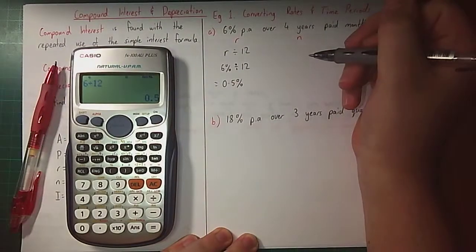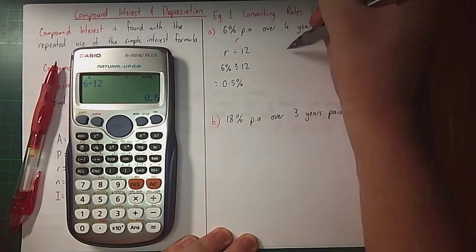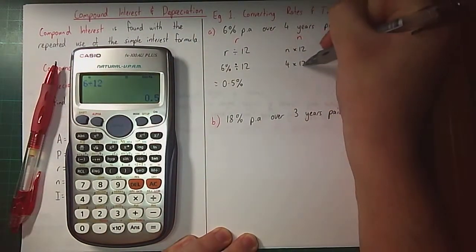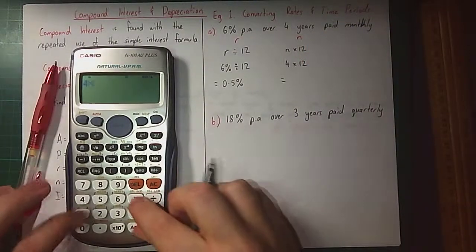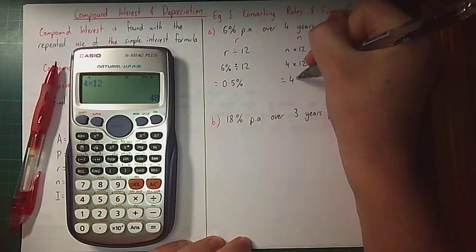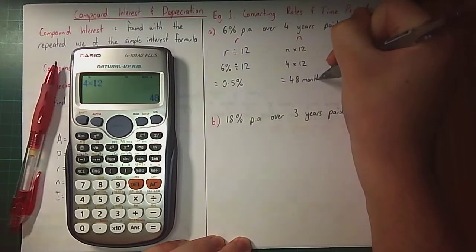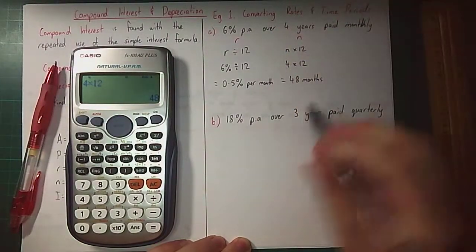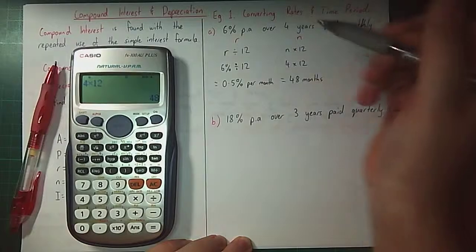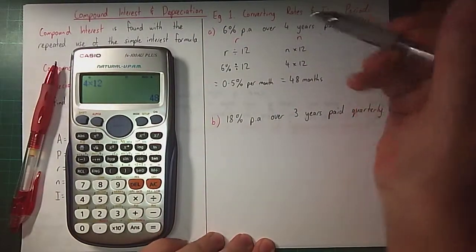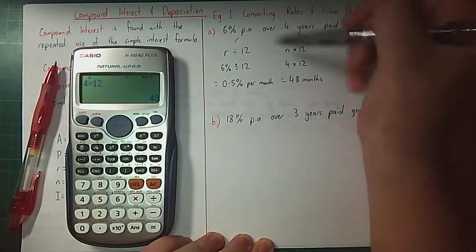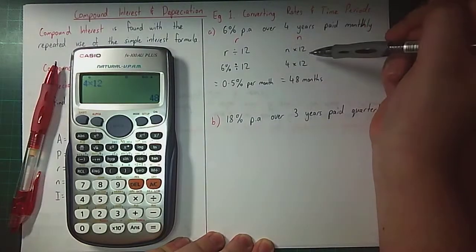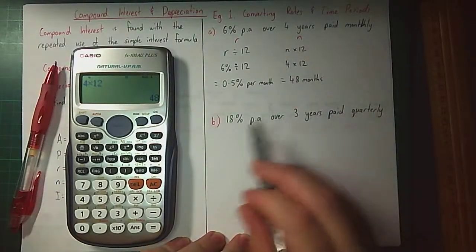Now we know that 1 year is 12 months. So we need to do our N and multiply it by 12. So in this case it's 4 times 12. We'll type that into our calculator. 48. So we've got 48 months, and our percentage is per month. And that's how we get it. Now, for our rate and our number of periods, assuming you're starting with years, you're always dividing the rate by whatever you're converting to and timesing the N by whatever you're converting to. We'll see that example again here.